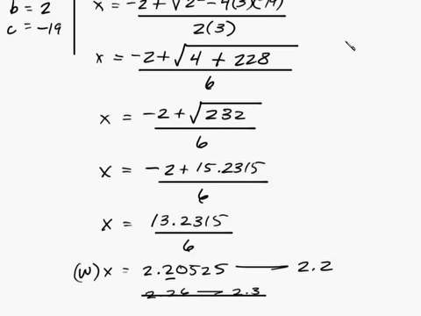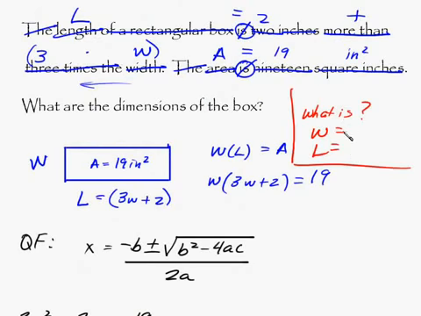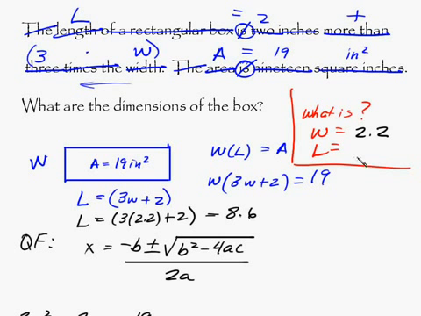Now what we're going to do is go back over here and write width is equal to 2.2. Now to calculate the length, here it is right here. Length is equal to 3 times 2.2 plus 2. So 3 times 2.2 is 6.6, plus 2, which is 8.6. And our answer is length is equal to 8.6.